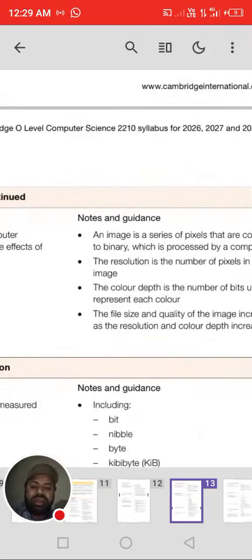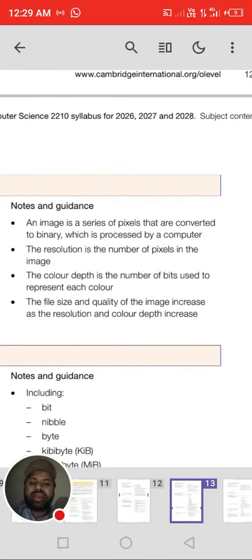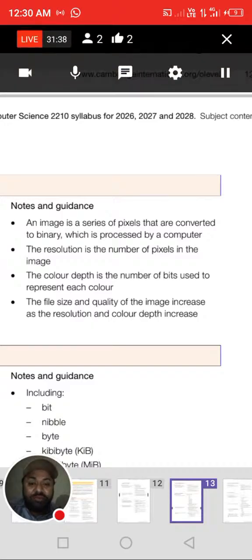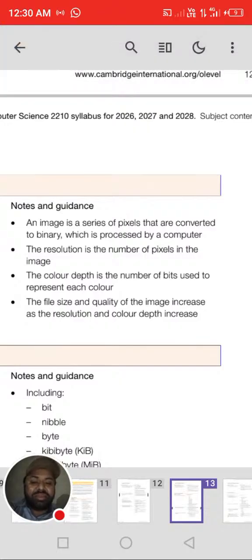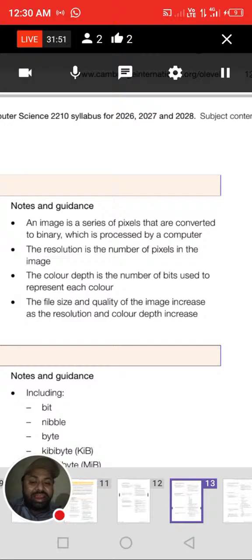Similarly, color depth is the number of bits used to represent each color. That's very important, just like sample resolution, the number of bits per sample, determines the quality of the sound. If the number of bits per color is more, the color depth is greater, so there will be very good color. The size and quality of the image increase as the resolution and color depth increase.